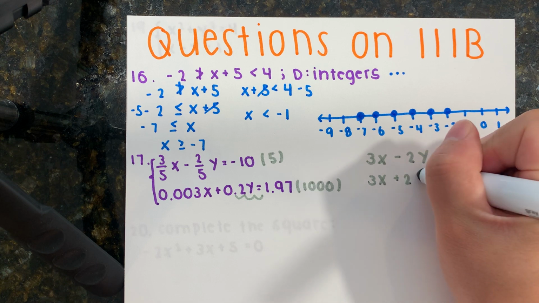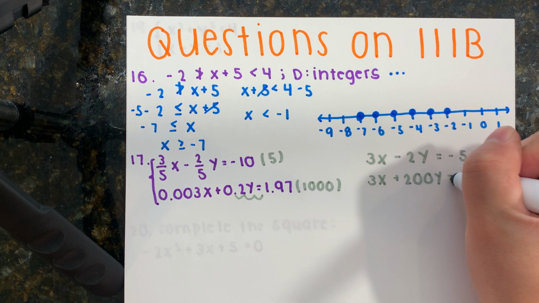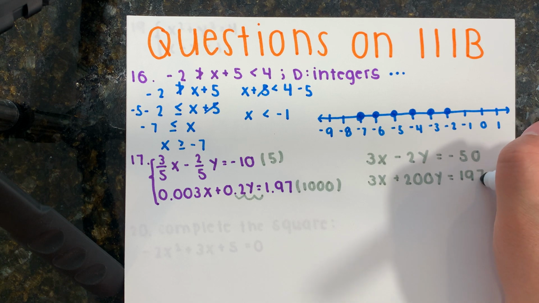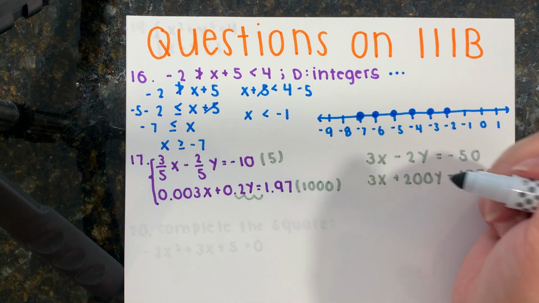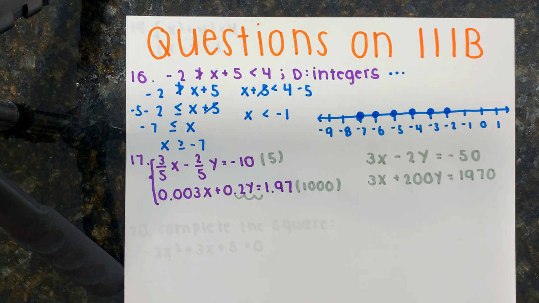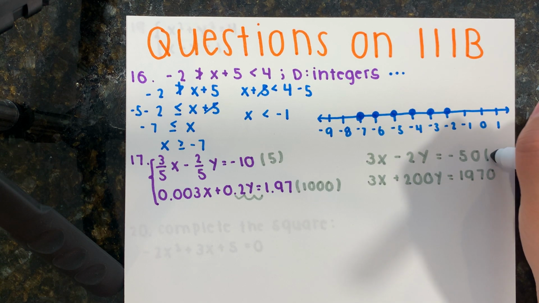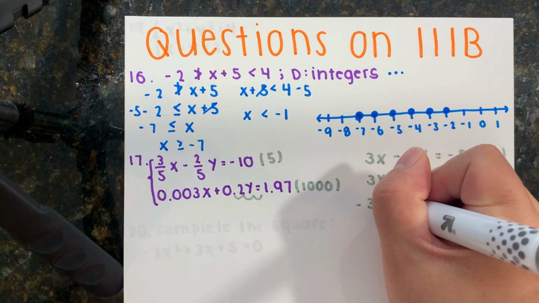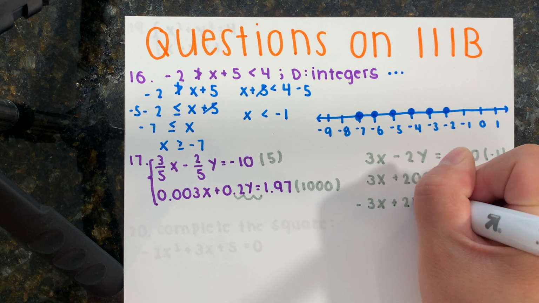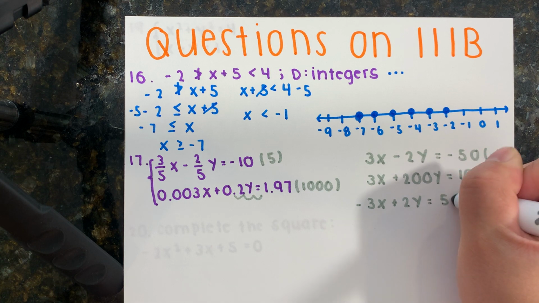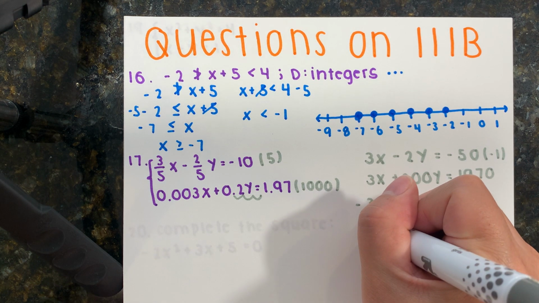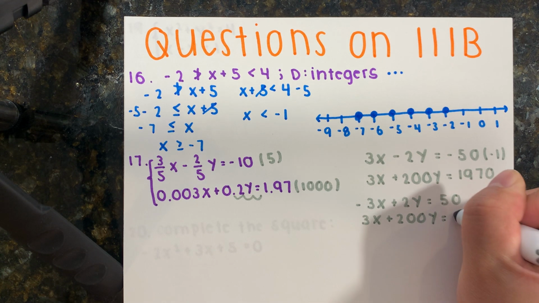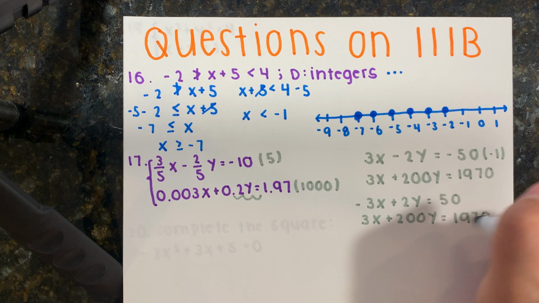plus 200y equals 1,970. Now I'm going to do elimination on this one, so I'm going to multiply the top equation by negative 1. That would give me negative 3x plus 2y equals 50, and I'm adding that to positive 3x plus 200y equals 1,970.